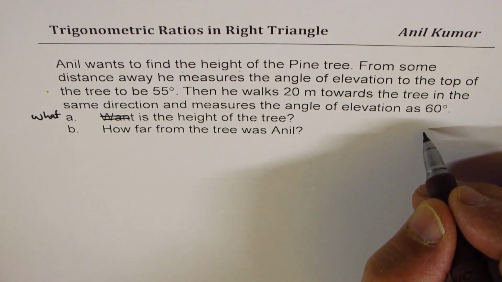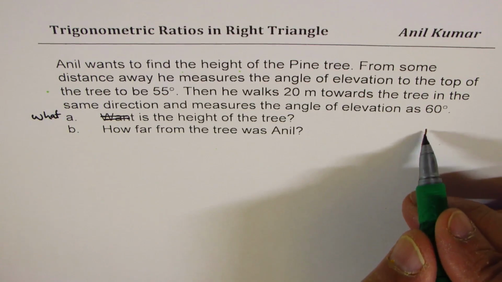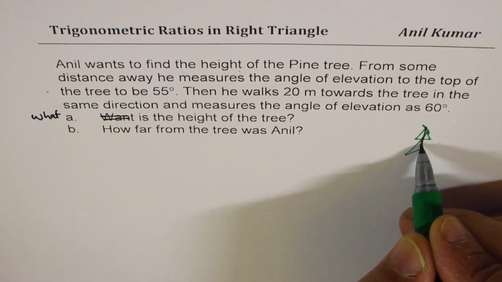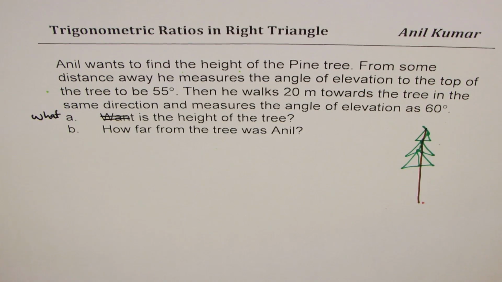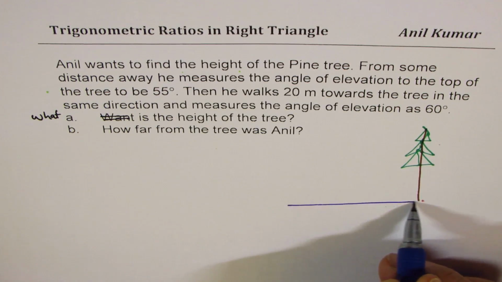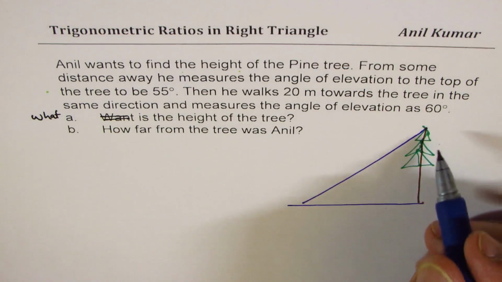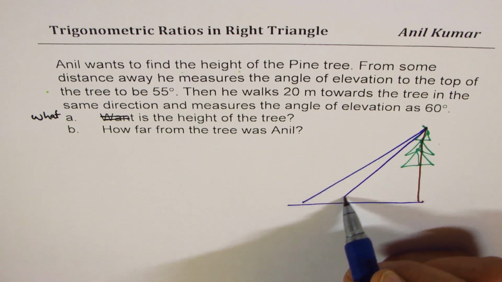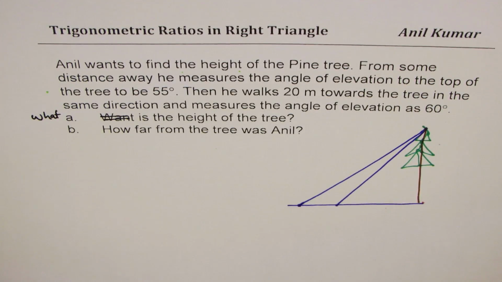So let's say we have a tree here. We're calling it a pine tree. Let's make it like a Christmas tree. Okay. Now Anil is measuring the distance. He is some distance away. So from the top, the angle of elevation is 55. Then he walks towards the tree and then again measures. Is it okay?